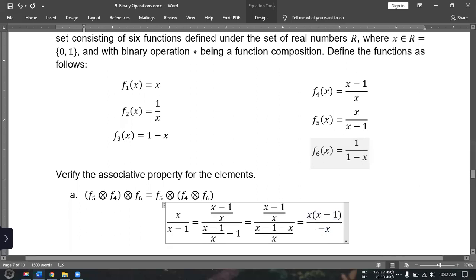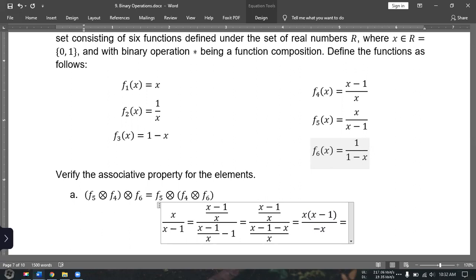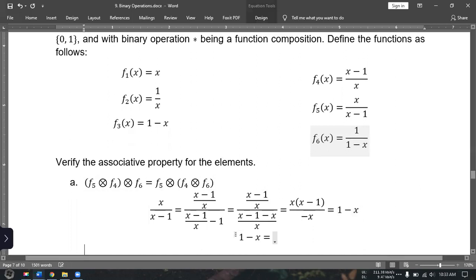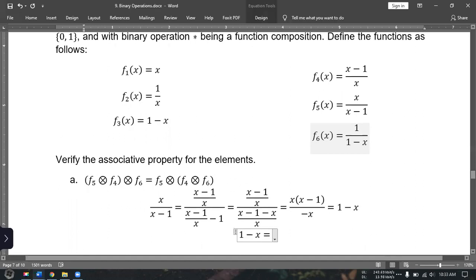x over x is 1. But since we have negative there, it becomes negative x plus 1, or 1 minus x. 1 minus x is still one of the elements of G, which is f sub 3. And then after that, f sub 3 will be evaluated with f sub 6. So we'll be replacing the variable x with the function f of 6. 1 minus the given function would be 1 over 1.